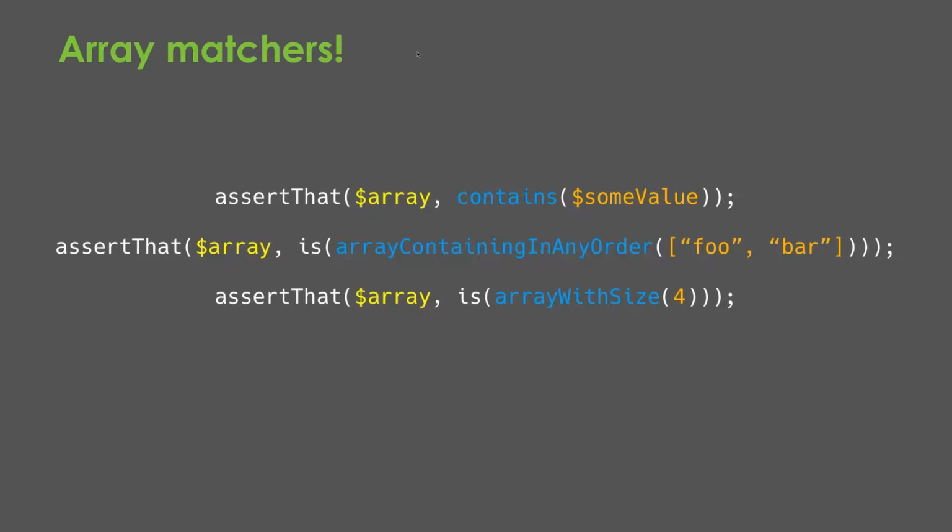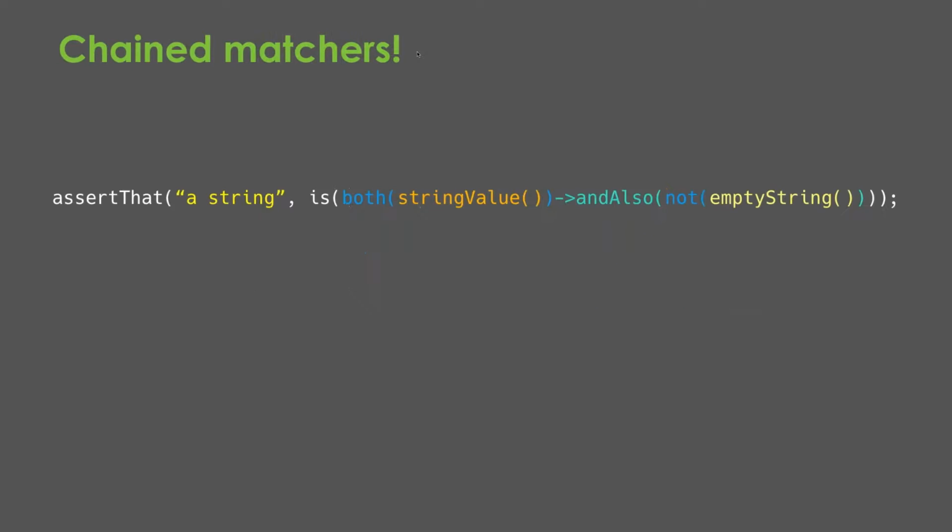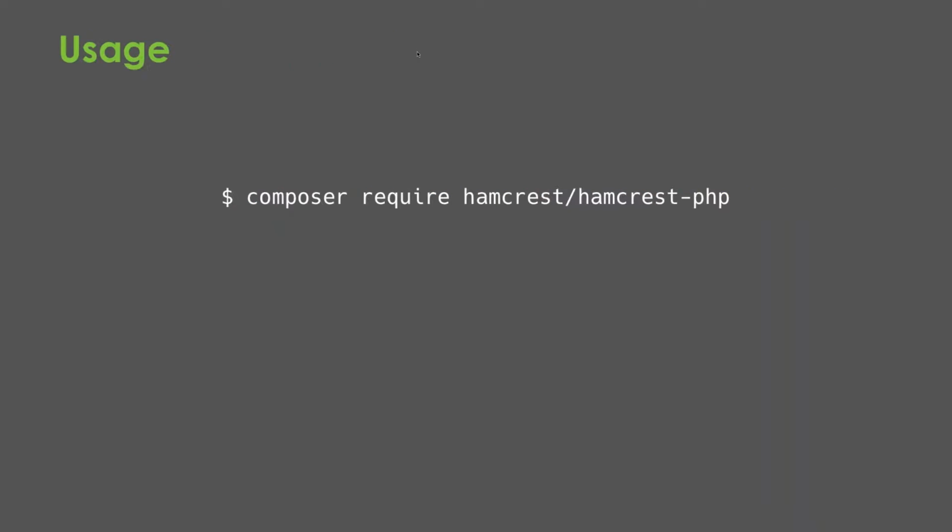And there's lots of other array matchers you can use. You can also combine matchers really nicely. So you can chain matchers like this. Assert that a string is both string value and also not empty string. Very trivial example. Not sure when you'd ever actually want to use something like that. But it's a good example of the way you can chain a couple of matchers together and it still retains semantic meaningfulness, and it's very easy to read and reason about what's going on.